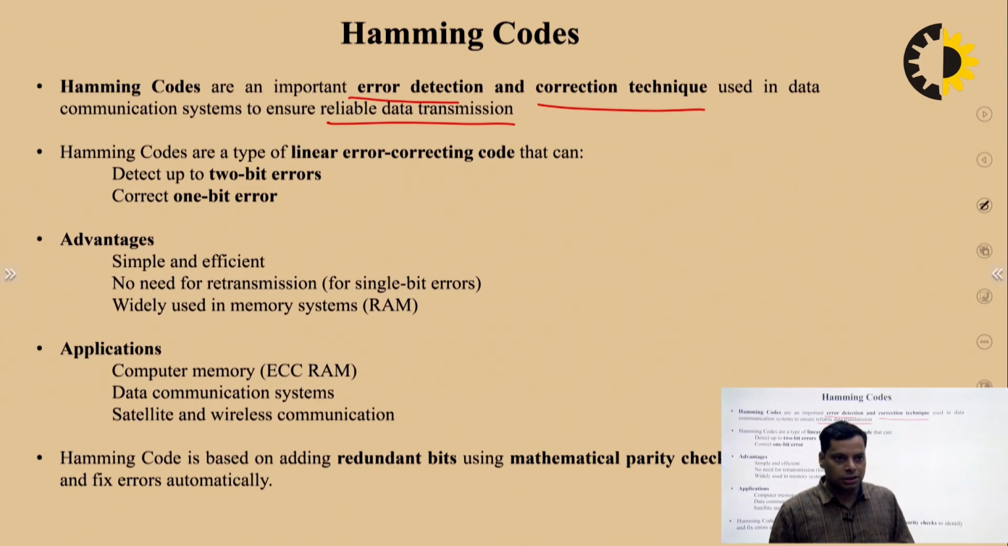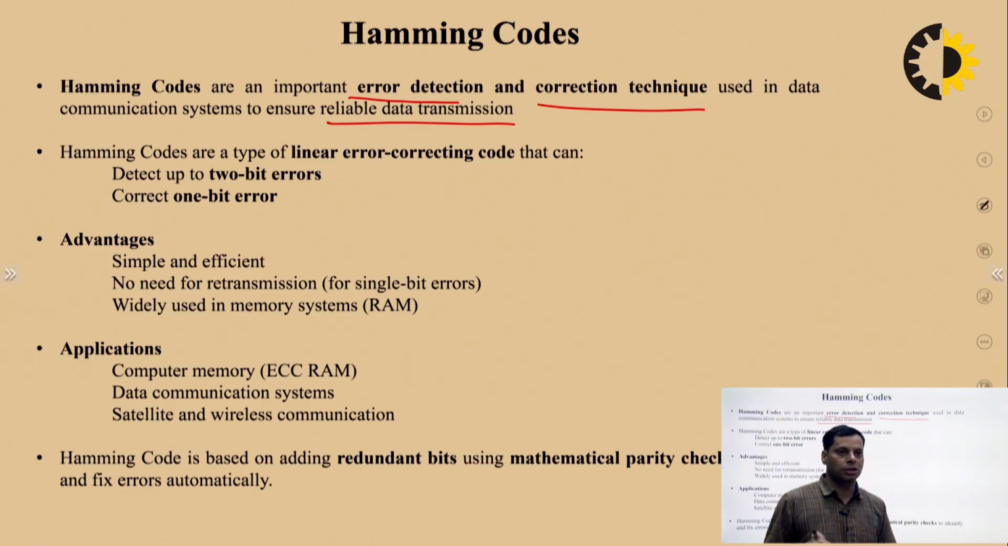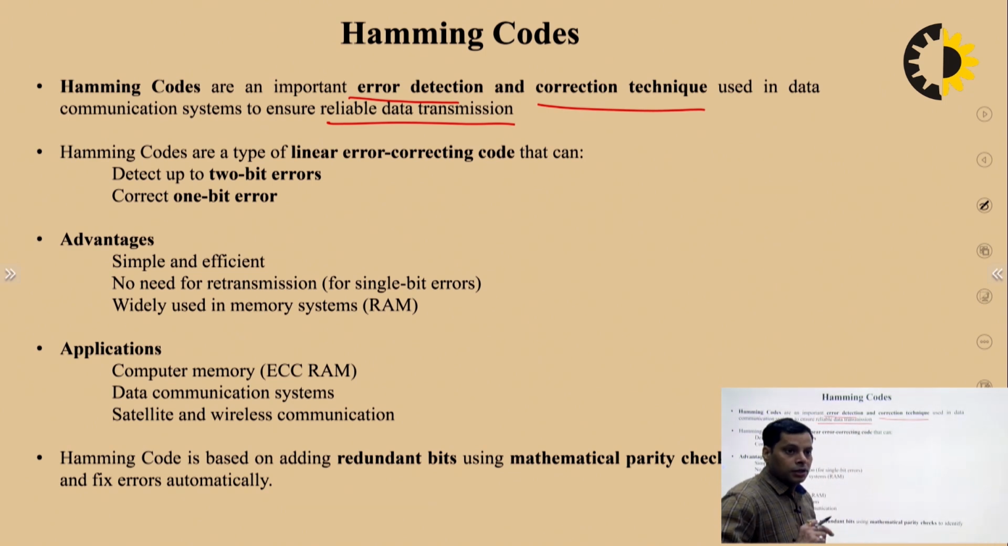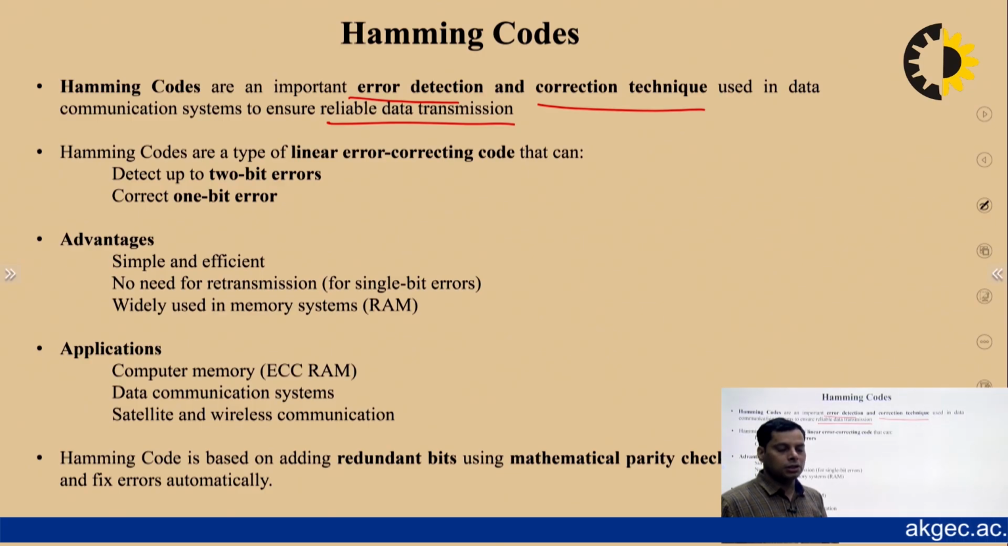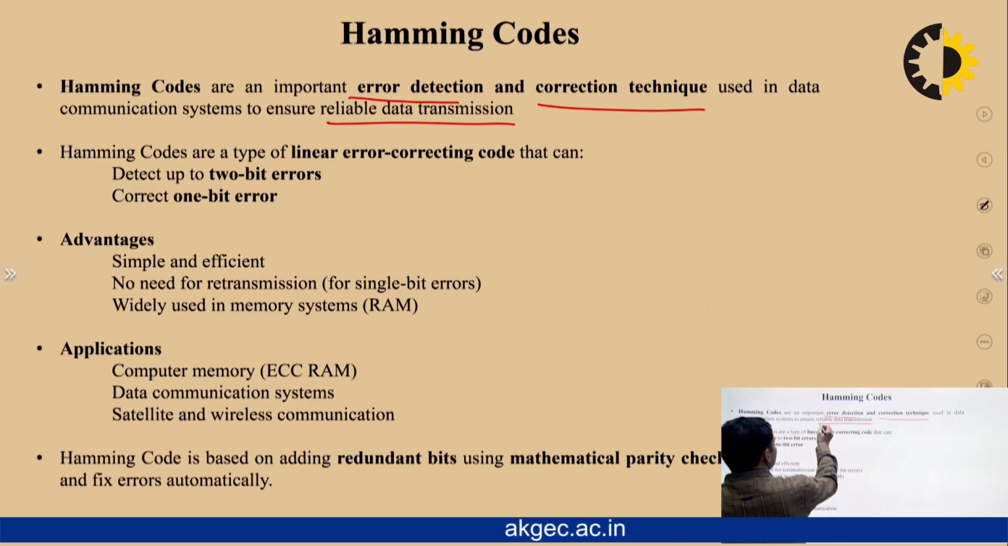So, it is now necessary to use something else in between while transmitting data, so that if any error occurs during the transmission, the receiver will be able to detect the error and correct it. So, how can it be possible? For that, Hamming codes are used. If any error occurs during the transmission, the receiver's responsibility is to detect it and then correct it. This provides reliable data transmission.